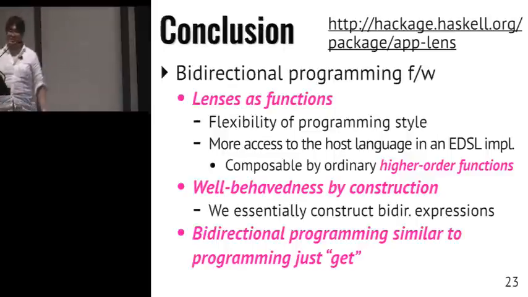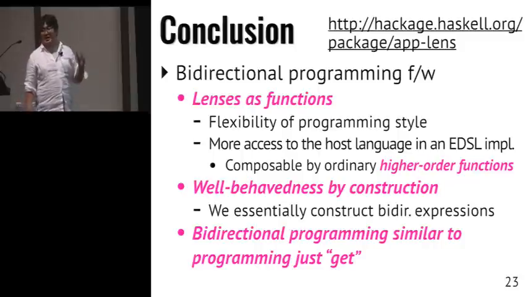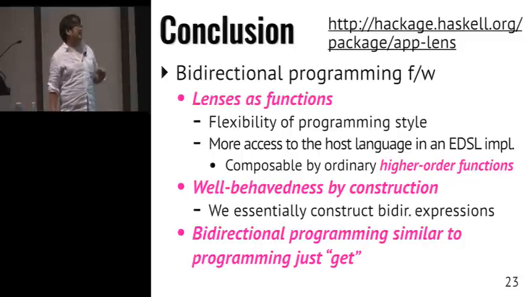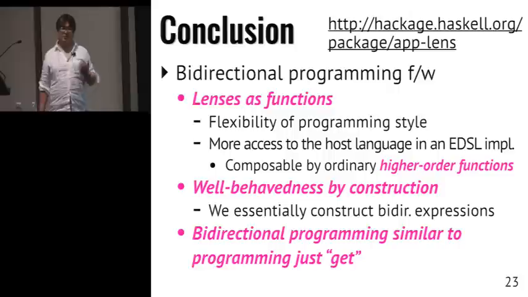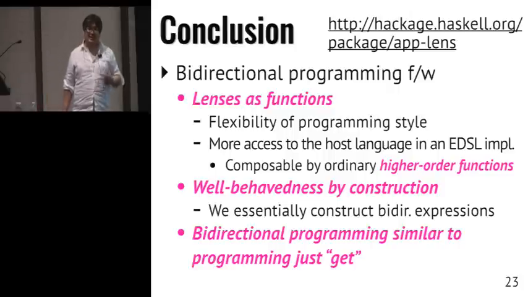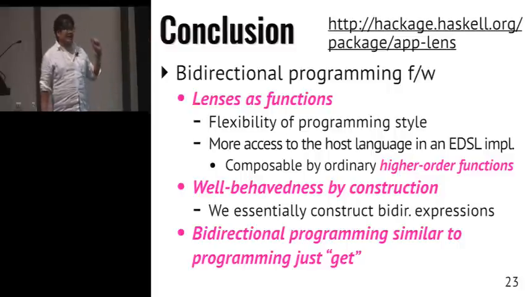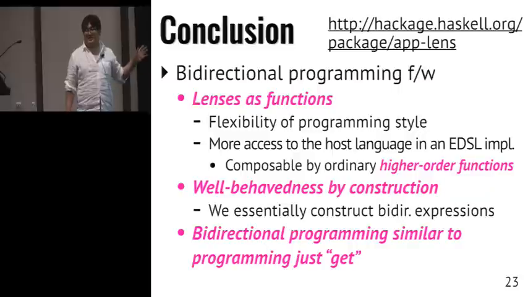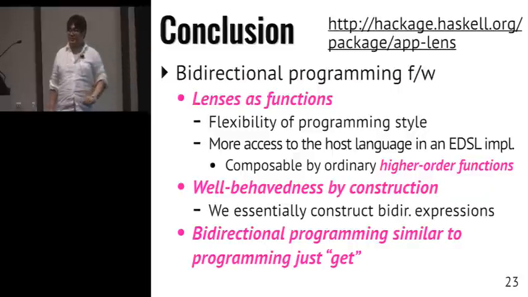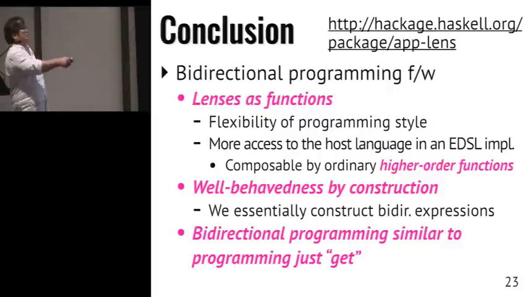So let us conclude this talk. We made a bidirectional transformation framework in which lenses are represented as functions. Even though we have such flexibility, bidirectional transformations constructed in our framework are guaranteed to be well-behaved. And as we have shown by using examples, bidirectional programming in our framework is quite similar to programming in JavaScript. The prototype implementation is available from this URL. Thank you.